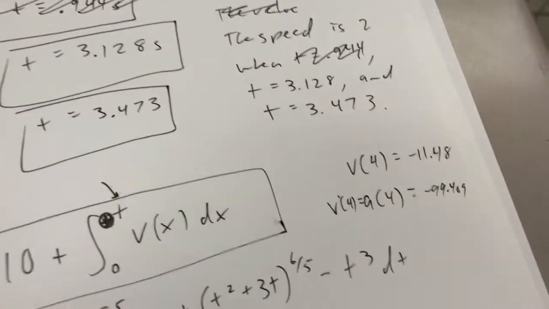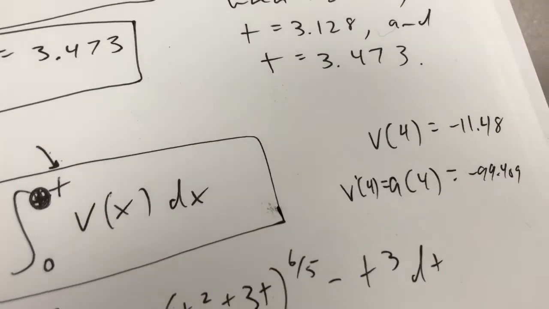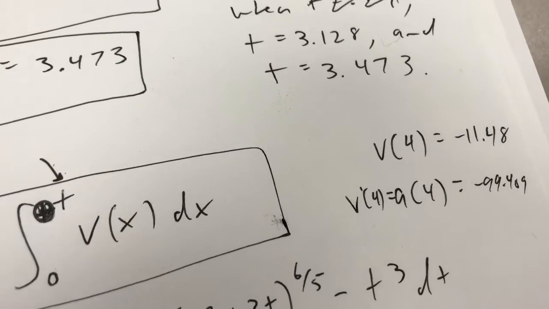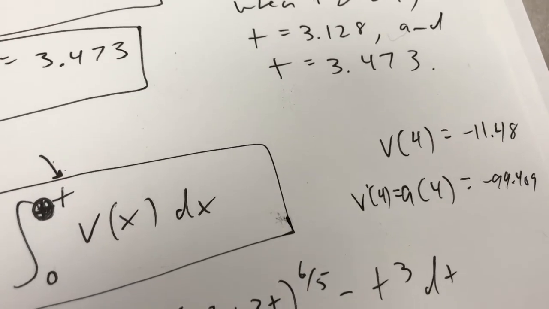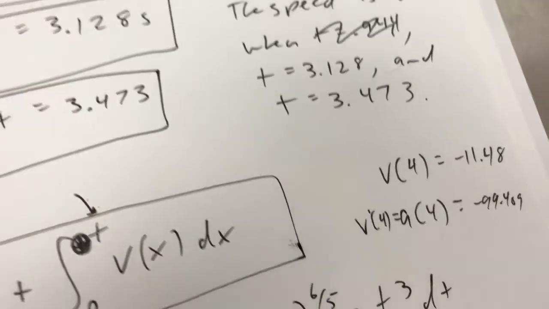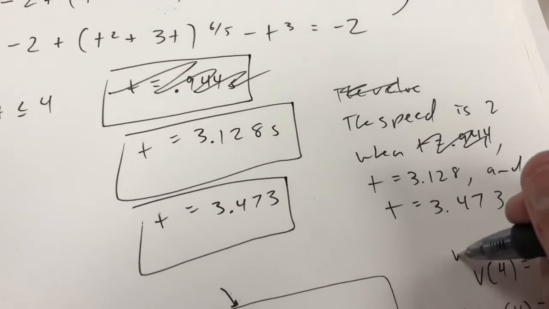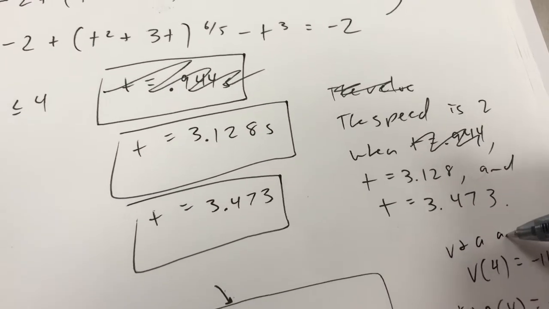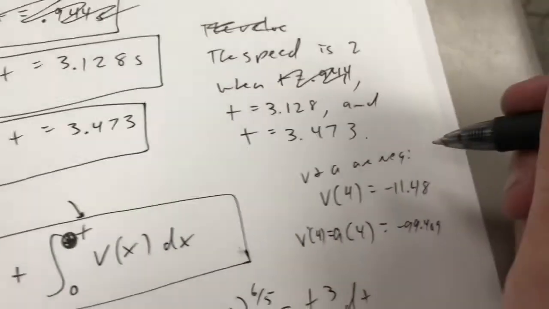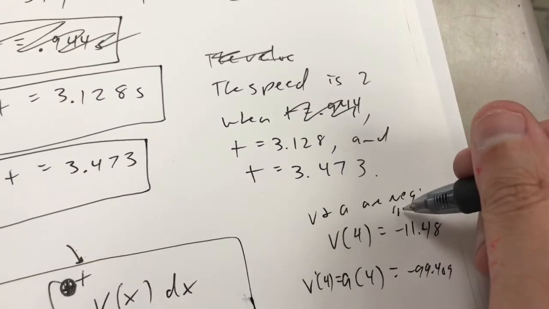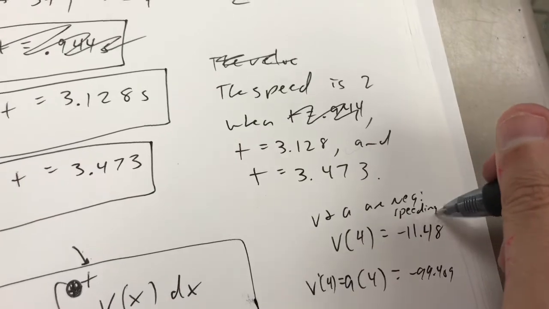By the way, I don't think you actually have to list those values. You just have to say v of 4 is negative and v prime, which is the same thing as a of 4, is negative. And because the velocity and acceleration are negative, it's going to be speeding up, okay, because they have the same sign.